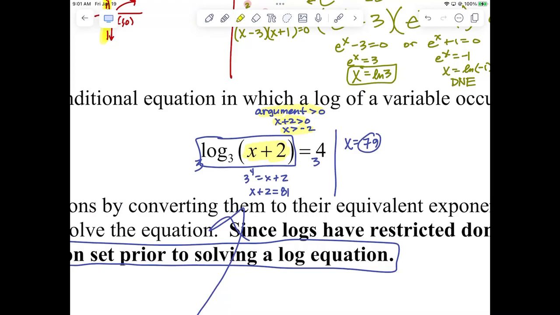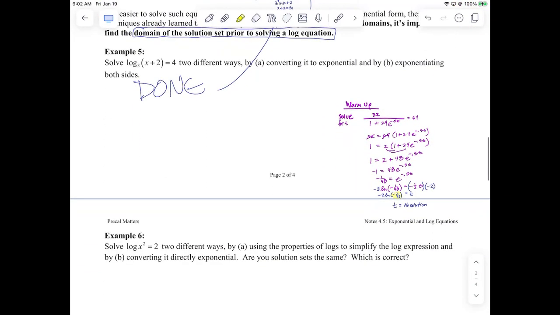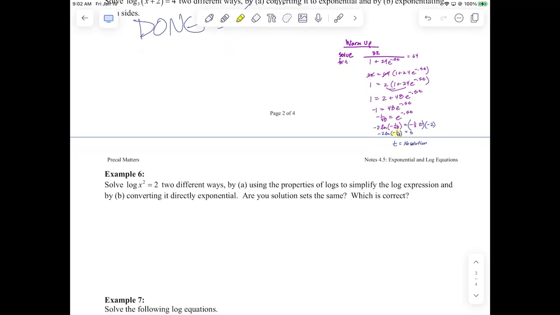79 is bigger than -2, so it works. Or you try out your answer on the back end. You plug in a 79 for X, and you get 79 plus 2 is 81. 81 is certainly a positive number, so it'll work. Okay. I might ask you for the domain of the equation, and sometimes there's two of them, so we have to consolidate them. All right, let's look at example 6.